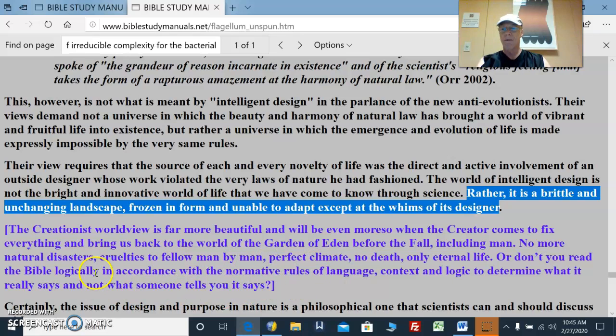Or don't you read the Bible logically in accordance with the normative rules of language, context, and logic? Whether you believe it or not, you should read it because that's the frame of reference by which intelligent designers go largely by to determine what it really says and not what someone else tells you it says.